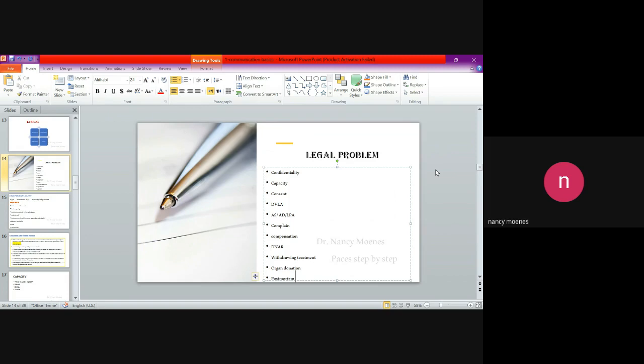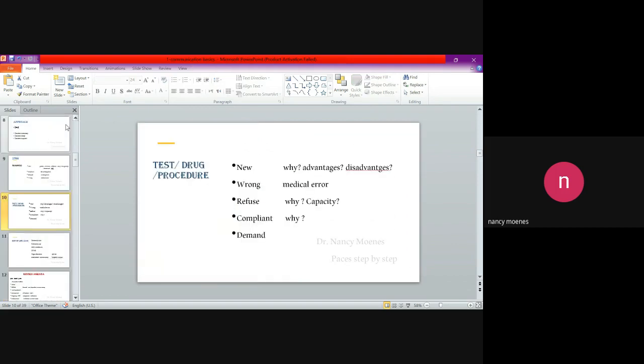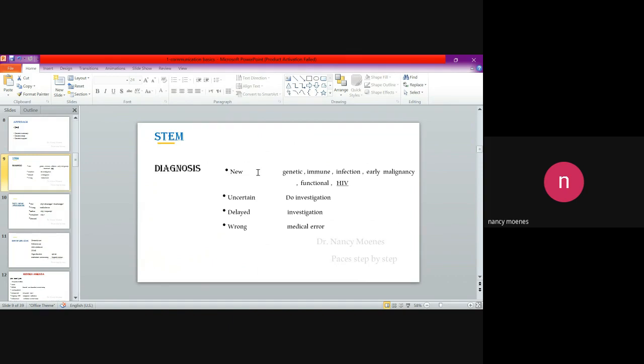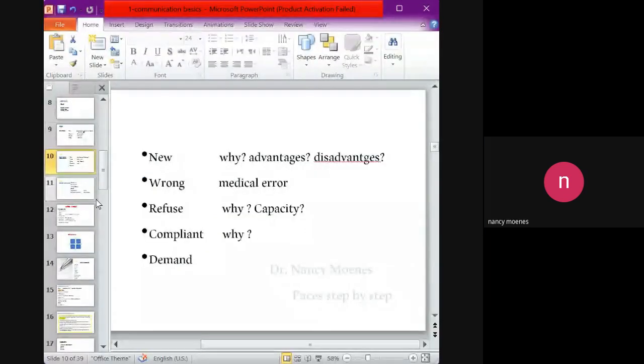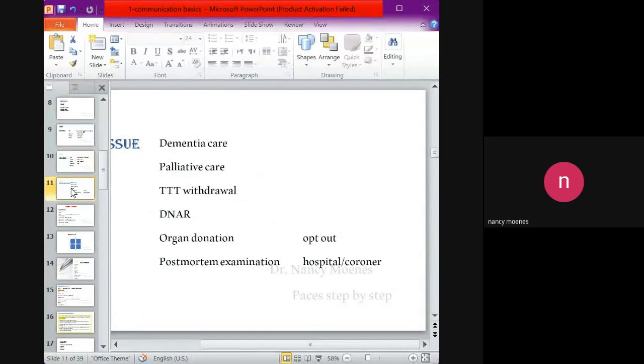These are the main, basic things in communication skills in our course. We will deal with all these scenarios step by step. We will deal with diagnoses: genetic, immune, infection, malignancy, functional, HIV, and how to deal with these. After this, we will discuss how to discuss a diagnosis with medication or with a procedure, and how to deal with a patient if he refuses, if he is non-compliant, or if he is demanding anything. Then end-of-life issues like dementia, palliative care with procedures, treatment withdrawal, DNR, organ donation, post-mortem, and of course we will deal with medical error and complications. All of these are the content of the course, which will be about 8 days.